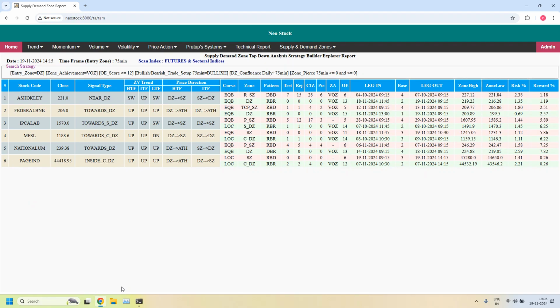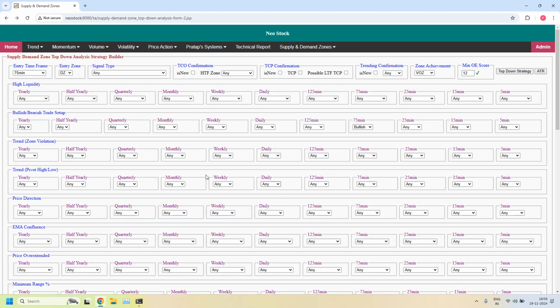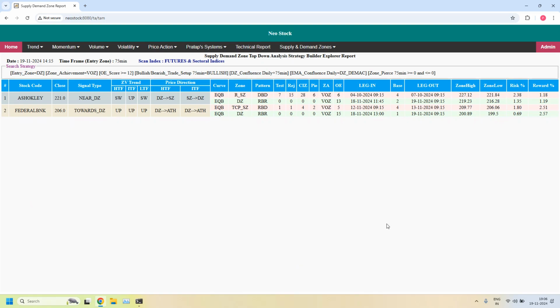Because the 75 minute zone is part of the daily demand zone, if these daily demand zones are having daily EMA confluence and also the trend is uptrend, there could be even more high probability setup supported stocks. Let us identify them. So in the EMA confluence at daily time frame, the daily demand zone with daily EMA confluence filter is enabled. With this filter, we got 2 stocks. So these 2 are even more high probability setup stocks.